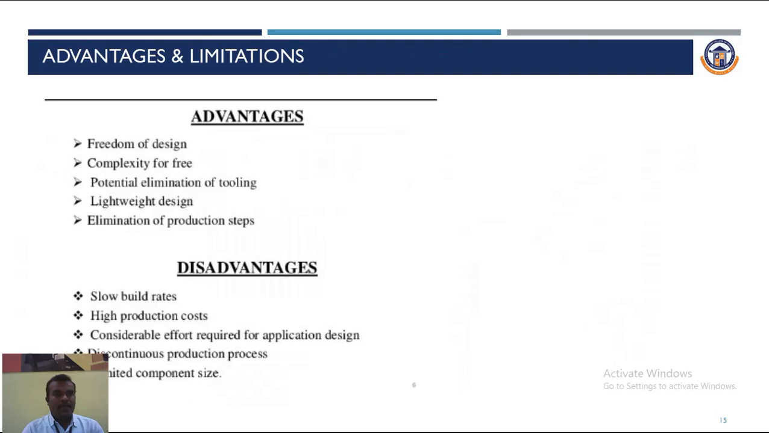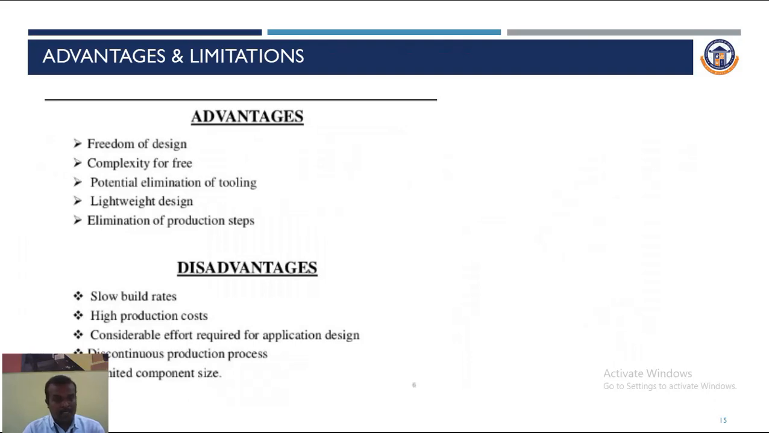And also, if we have to do any modification to the design, it can be done in a simple manner, with complexity and light weight. In most 3D printing, composite materials can be used for manufacturing components like that.